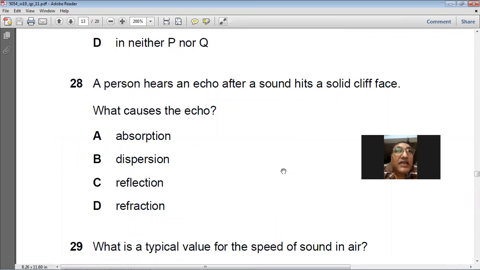A person hears an echo after sound hits a solid cliff face. What causes the echo? Echo is produced when the sound waves are reflected from a rigid surface. So by the reflection of the sound waves, C is the right option. Question number 28, C is the right option, reflection of the sound waves.